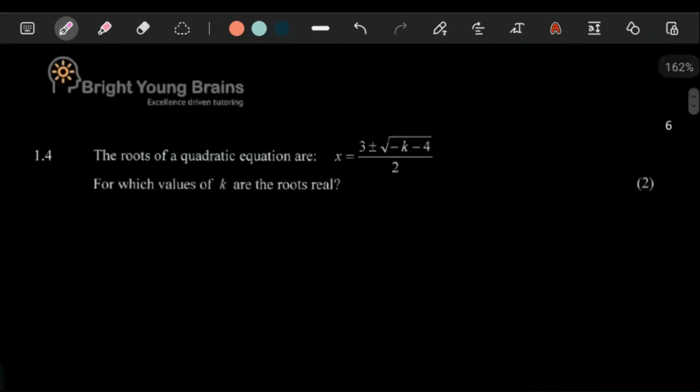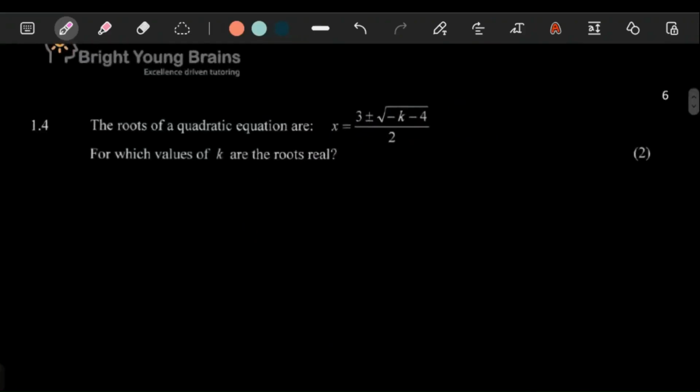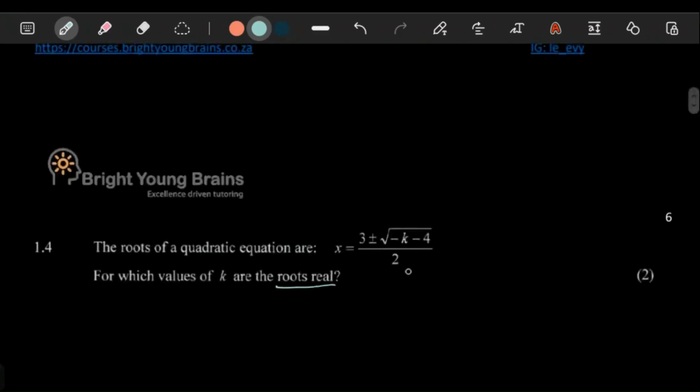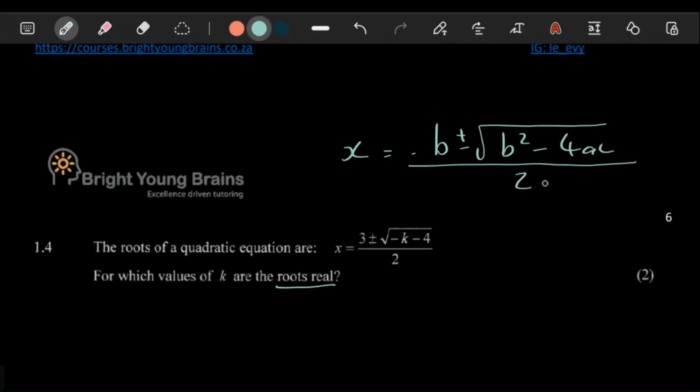1.4 here, it's a nature of roots question, which is pretty interesting. So 1.4 here says the roots of a quadratic equation are this. Then it says for which values of k are the roots real. Remember, this is coming from a scenario where you probably started off with a quadratic equation, and then you probably used the quadratic formula. And as you use the quadratic formula, this is where you ended up, you see.